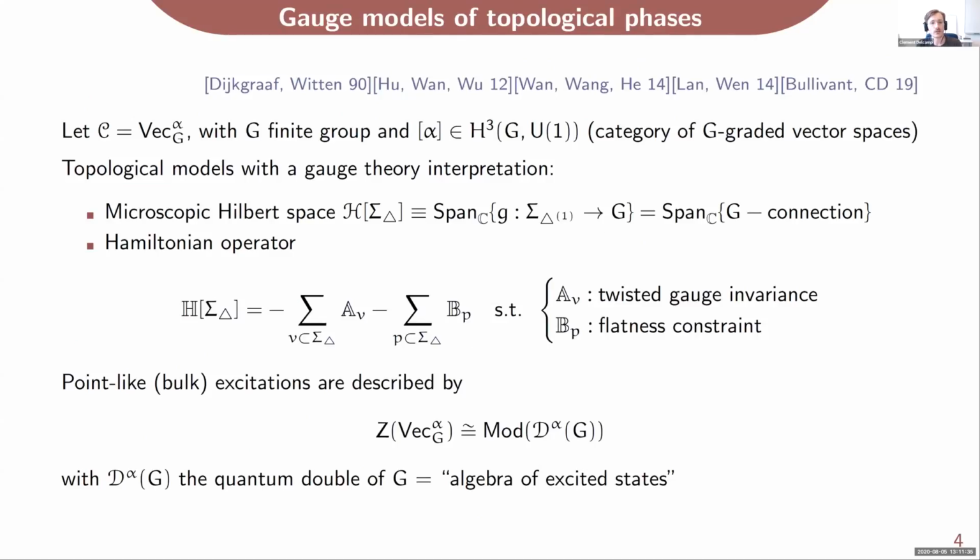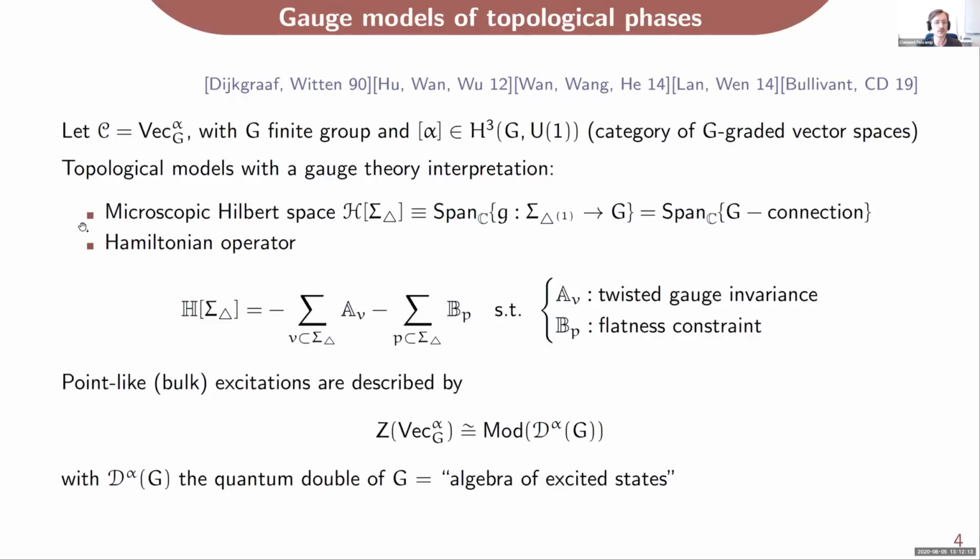So a special class of stringlet models is given by picking the input category to be the category of G-graded vector spaces. And what matters right now is that the input data of this category is a finite group, G, and a cohomology class in the third cohomology of the group that characterizes the monoidal associator of the category. And these models are nice because they have a gauge theory interpretation.